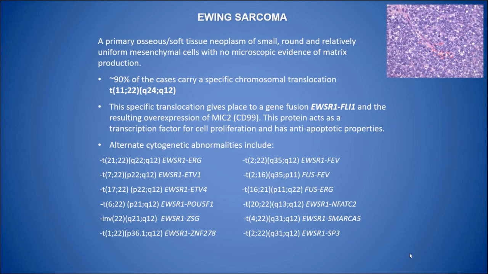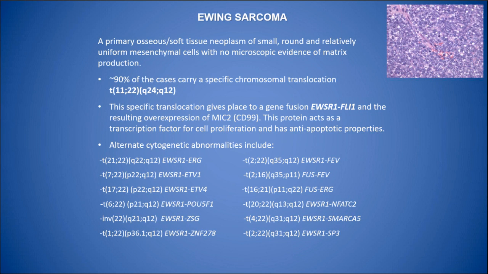So we start with Ewing sarcoma. It's a primary osseous and soft tissue neoplasm of small, round, primitive-looking cells, which are relatively uniform and have no evidence of matrix production, no bone, no cartilage. If you do see any formation of cartilage or bone in a Ewing sarcoma, it probably may be related to a pathological fracture, and that must be components of a fracture callus.